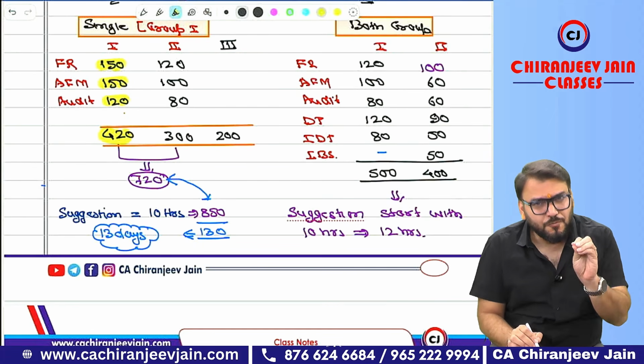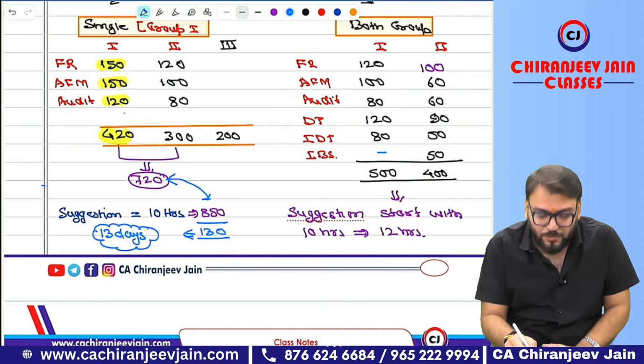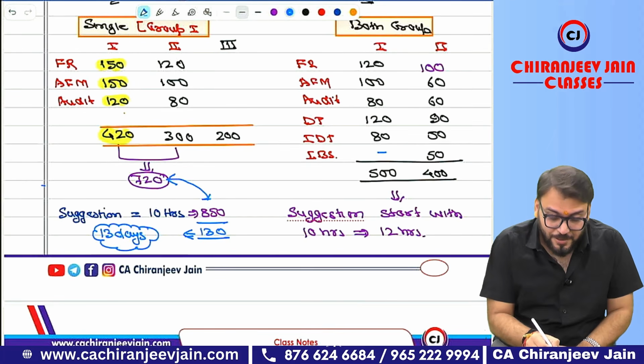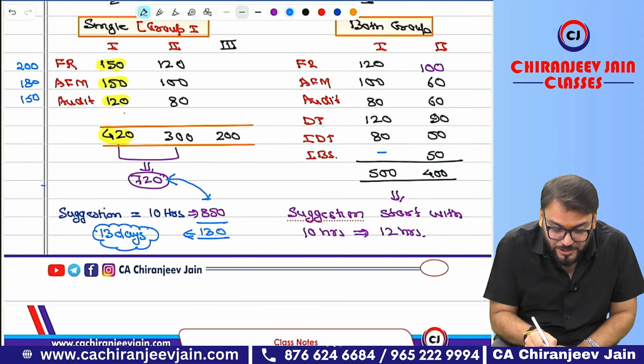Okay. If this is your first attempt, means you are writing Group 1 for the first time and you are revising each subject for the first time, then you can increase the number of hours. Then for FR, the maximum hours you can give is 200. For AFM, you can give 180 hours. And for Audit, you can give 150 hours. This is the maximum number of hours.